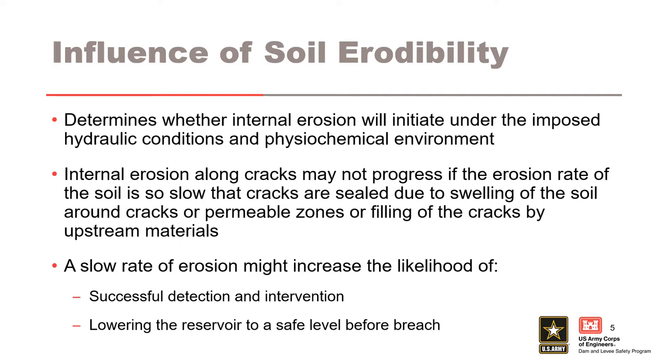The soil erodibility determines whether or not internal erosion will initiate under the imposed hydraulic conditions and physiochemical environment. Thinking about concentrated leak erosion, internal erosion along cracks may not progress if the erosion rate of the soil is so slow that cracks are sealed due to swelling of the soil around the cracks or just material filling them in. This becomes important for other nodes in the event trees because a slow rate of erosion might increase the likelihood that we can detect leakage and eventually intervene or lower the reservoir before it progresses to failure.